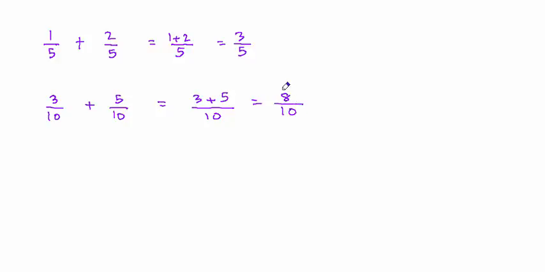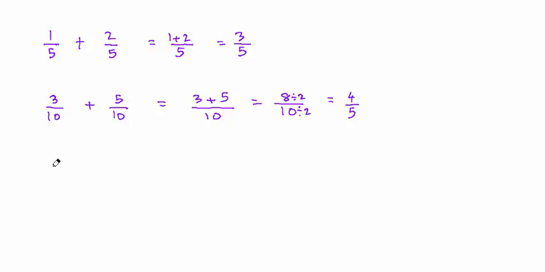And then if needed, you could simplify this fraction to its lowest term, meaning divide 8 and 10 by the greatest common factor, or GCF, which happens to be 2. 8 divided by 2 is 4, so we have a 4 on the top, and 10 divided by 2 is 5, so we have a 5 on the bottom. So 3/10 plus 5/10 is equal to 4/5.